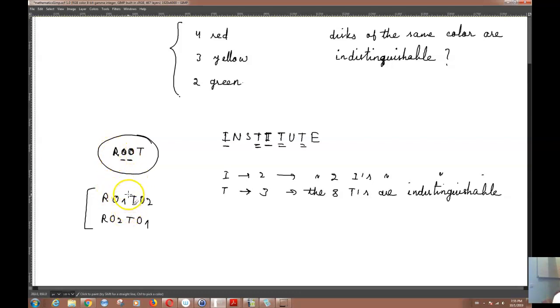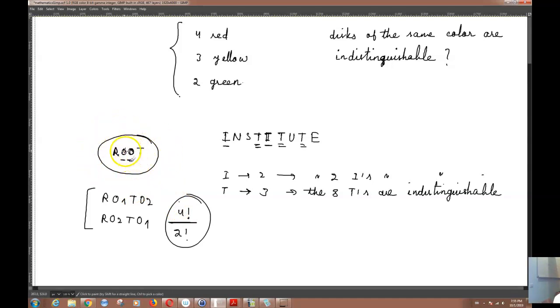And so what we had to do was divide the number of permutations related to these 4 letters, which is basically 4 factorial, by the number of permutations of the 2 letters, which is 2 factorial, and that gave us the number of distinct permutations related to this word root, for example.